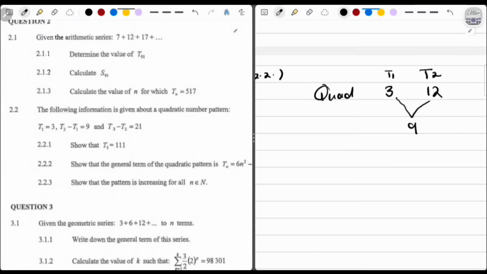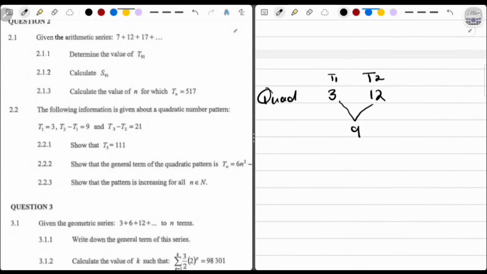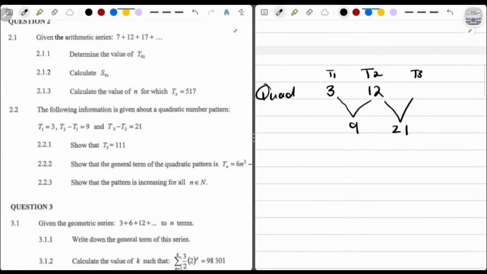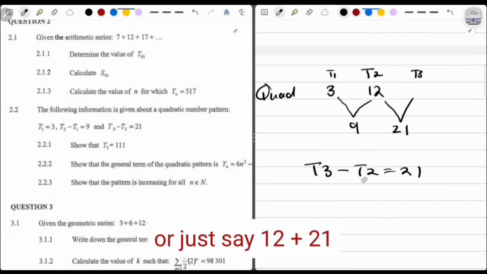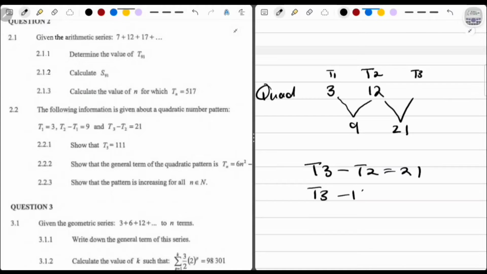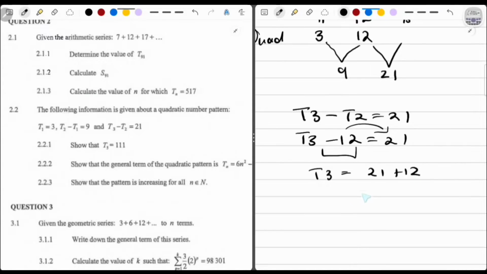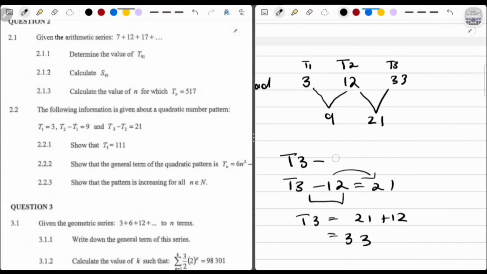Then what else do they say? They tell us T3 minus T2 is equal to 21. T3 minus T2 is equal to 21. So I can also use this information to find T3. T3 minus T2 is 21, but I know what T2 is now. T2 is 12, so minus 12 is equal to 21. Take negative 12 over, then it means that T3 is equal to 21 plus 12, and that gives you 33. So T3 is 33. That's what we have.